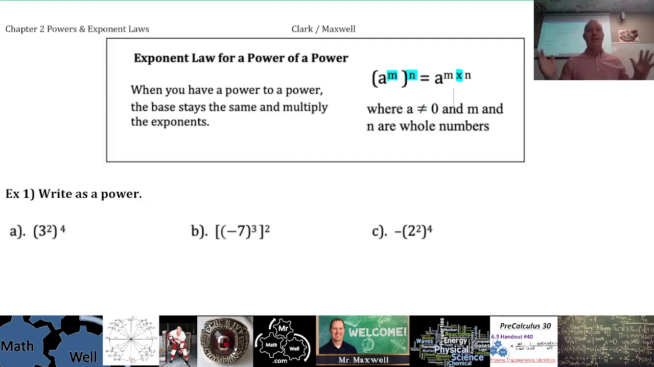2 of anything plus 2 of anything is always 4 of that thing. And if we have a power raised to a power, multiply. All right, let's exercise this newfound power that we have.